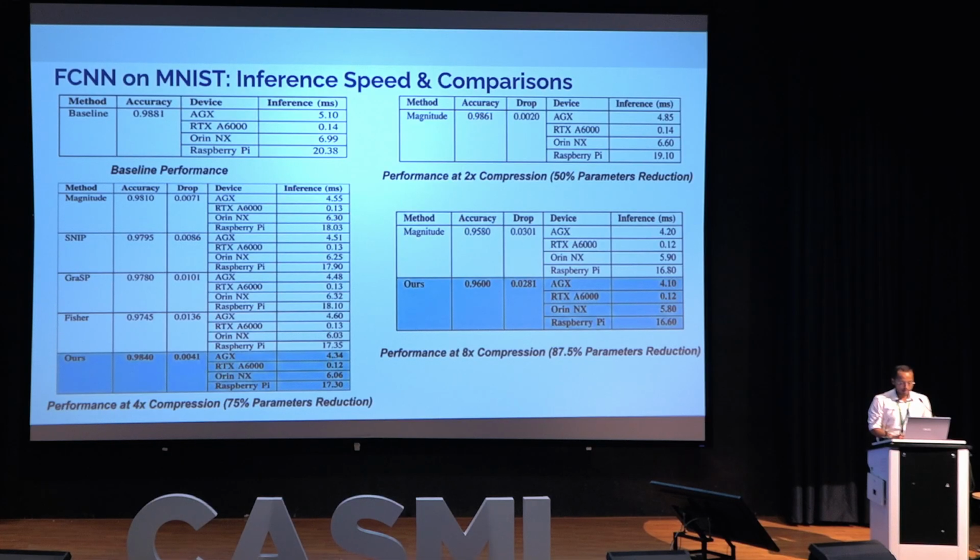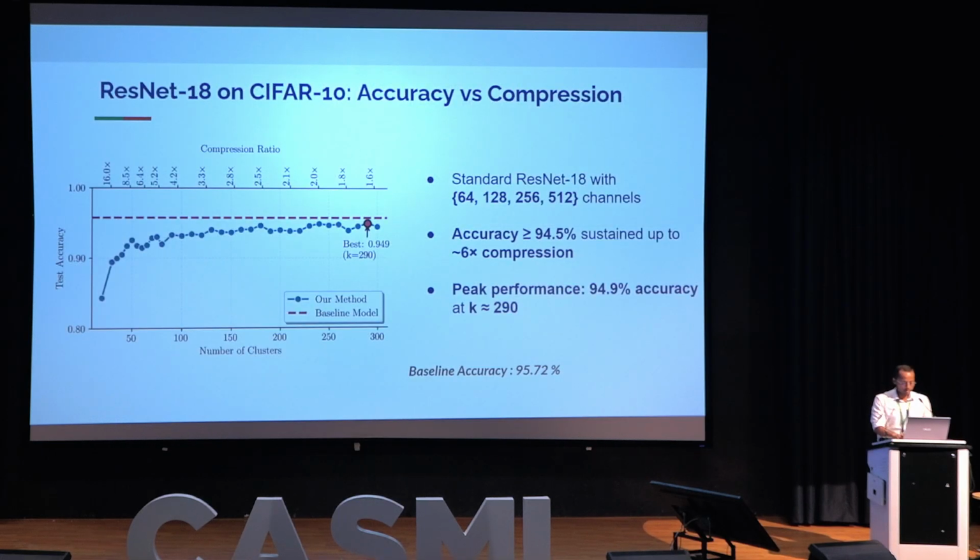Which is equally important in terms of inference speed. On Jetson AGX, latency drops from 5.1 at baseline to 4.34 at 4 times compression to 4.1 at 8 times compression. And on Raspberry Pi, we see a similar improvement: 20.38 baseline, 17.3 at 4 times compression, and 16.6 milliseconds at 8 times compression. I will just quickly go through this on ResNet on CIFAR-10.